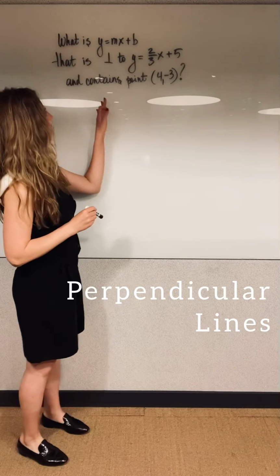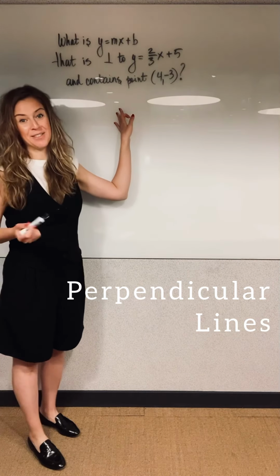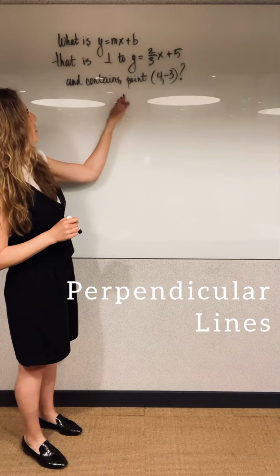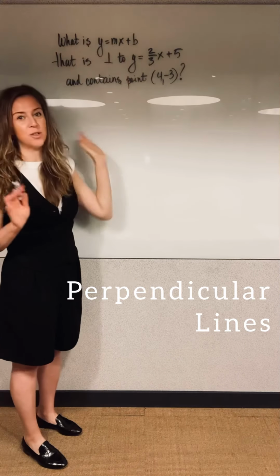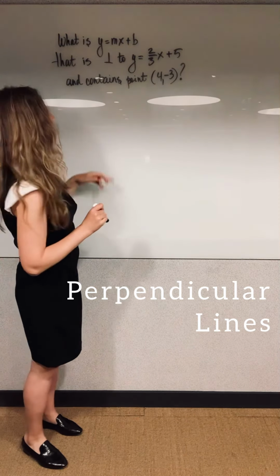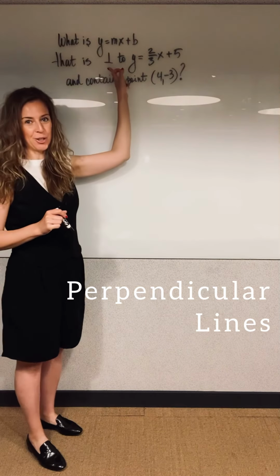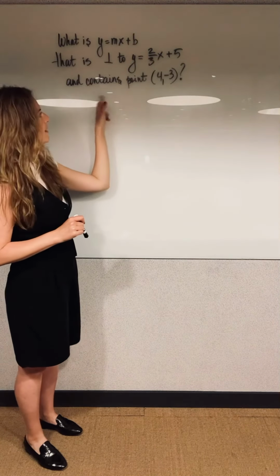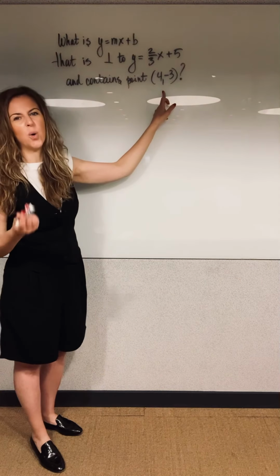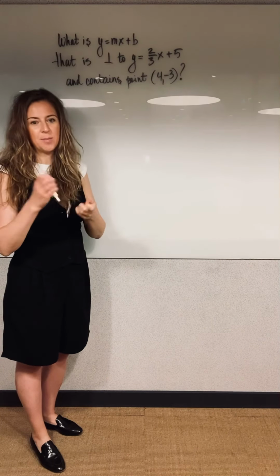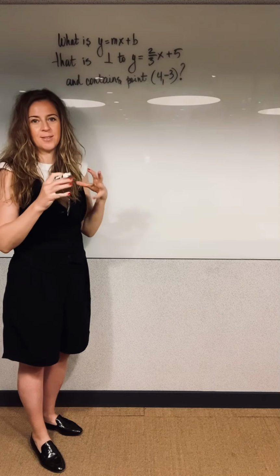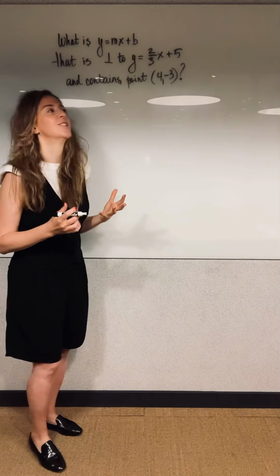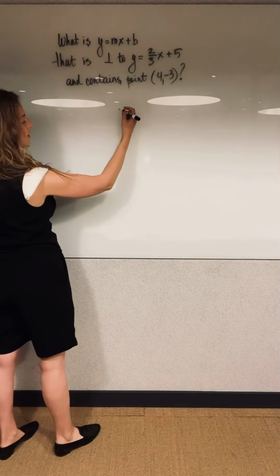Okay, so here we have an example, and it is actually a fun example. We need to find the equation of a line in slope-intercept form that is perpendicular to this line and contains the point (4, -3), or goes through this point. So what does it mean? I'm visual, so let's draw it and see what's going on.